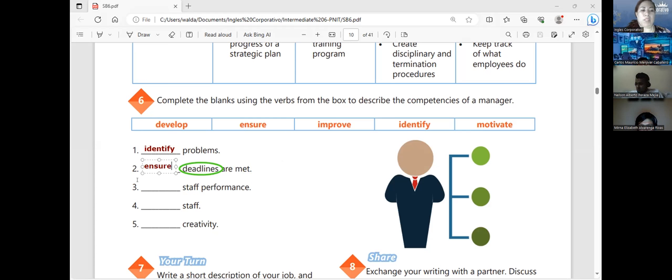Okay, staff performance. Improve. Right. Good. Improve staff performance. Okay, staff? Motivate. Yeah. Good. Motivate staff. And finally, develop creativity. Develop creativity.